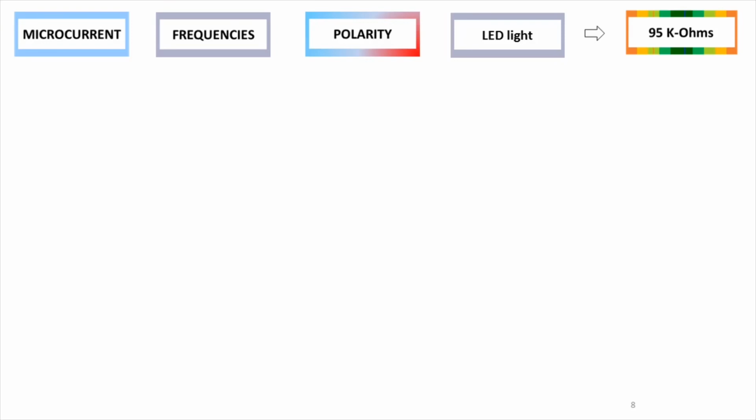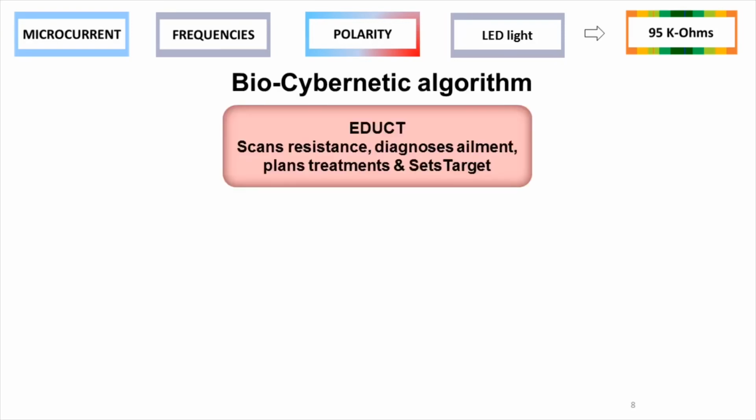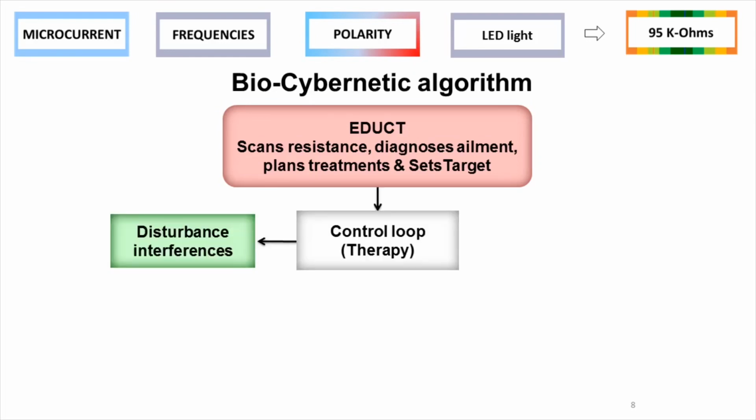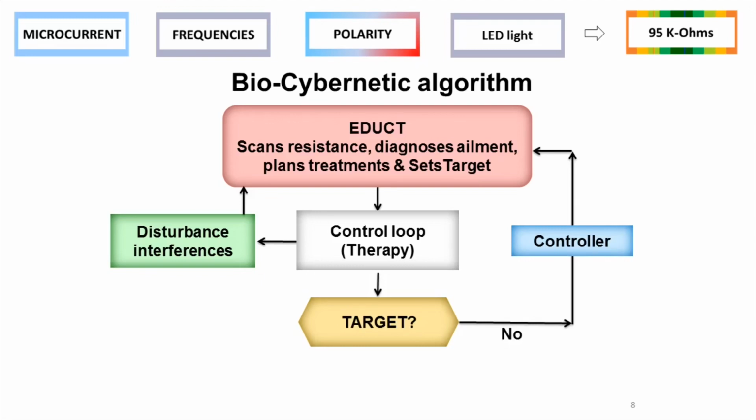Now let's look at how the machine works. What's the algorithm in the biocybernetic system? First, you have the EDO, where the machine scans, diagnoses the ailment, plans treatments and sets the target. Then you have the treatment, and there would be interferences happening. Then it checks if the target has been reached. If it has not been reached, it goes back to the scan again, and if the target has been reached, it continues the treatment, and this cycle continues throughout the treatment.